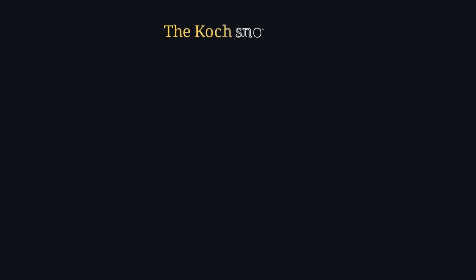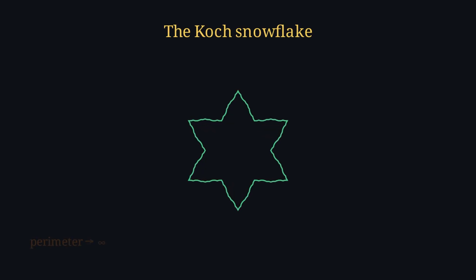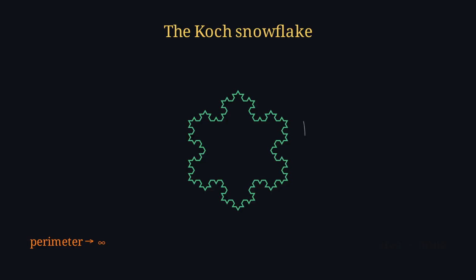Now do the same thing starting from a triangle instead of a segment, and you get the Koch snowflake. Its edge is infinitely long, you could never trace it. And yet, the whole thing fits inside a small circle you could draw around it. Finite area, infinite perimeter. A shape you can hold in your hand with a border you could never finish walking. So how do you even measure a thing like this?